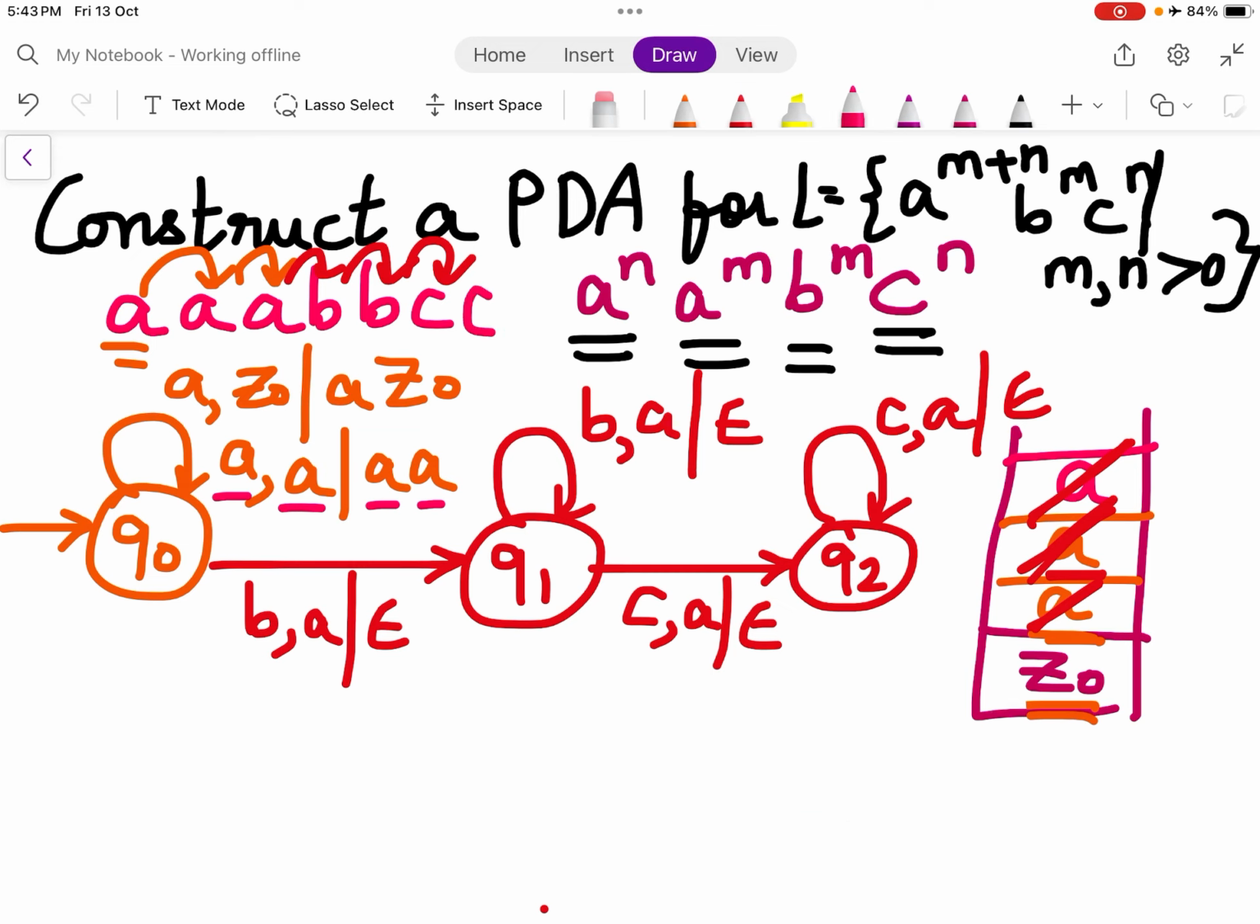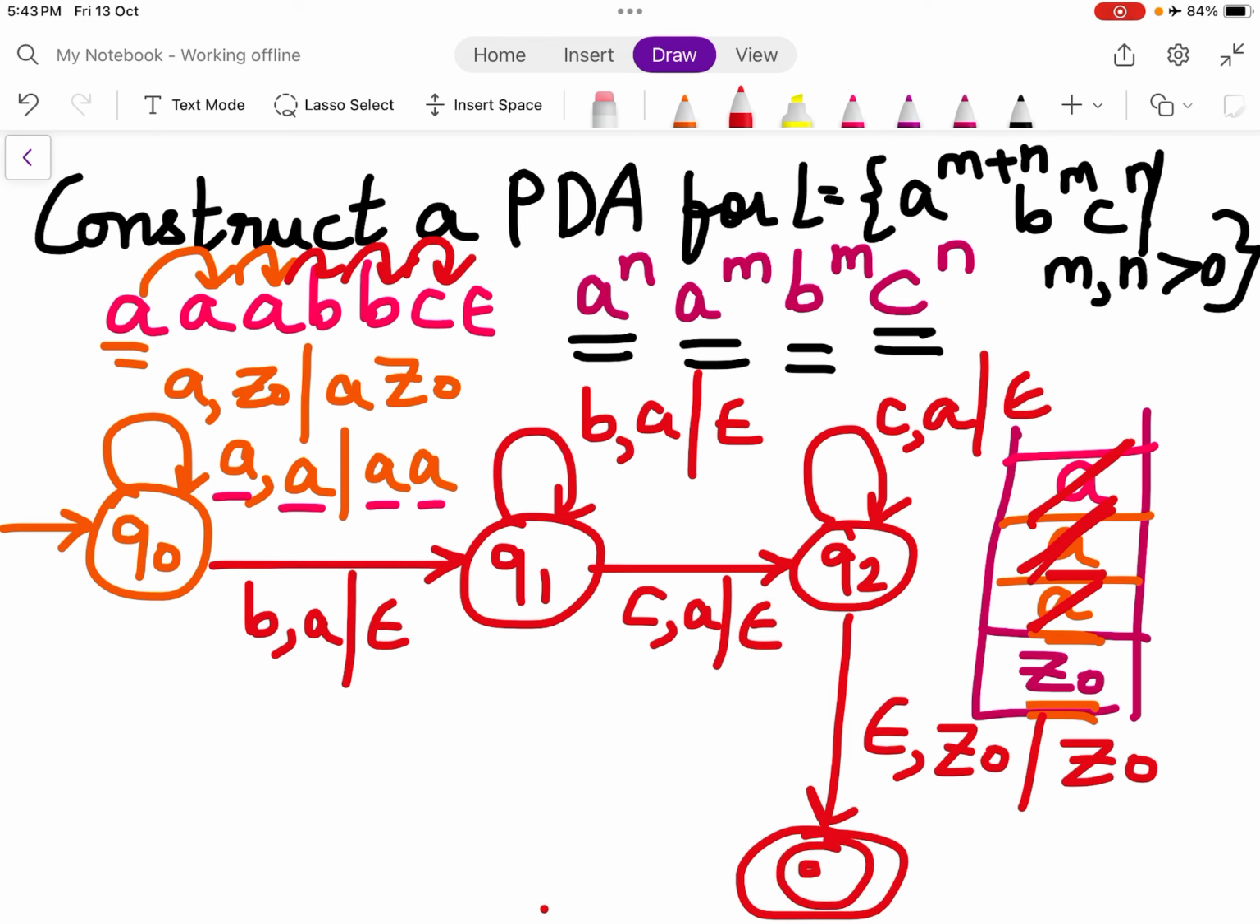Now there is nothing, there is an epsilon in the string, so you have an epsilon. On top of the stack you have a Z0, slash Z0. This is your Q final state.